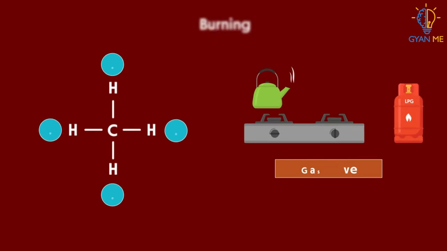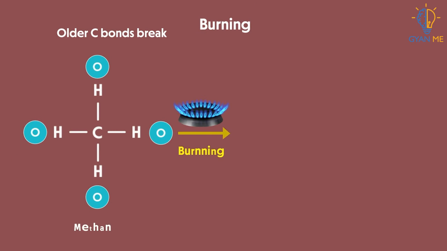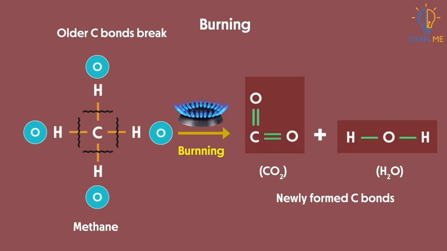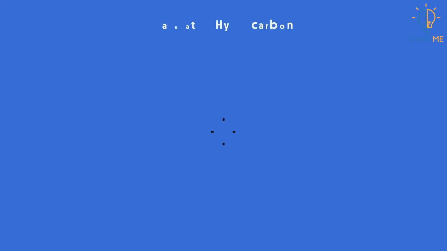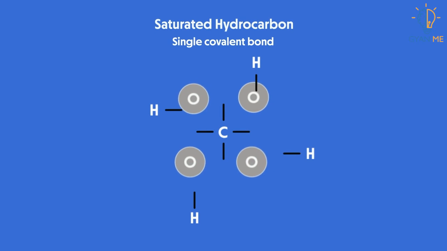It is because during burning, the older carbon bonds break and newer ones are formed with the help of oxygen. Let us say when we burn methane, all the bonds will break and this carbon will combine with oxygen to form carbon dioxide, and hydrogen will combine with oxygen to form water. Along with this, energy in the form of heat or light is also released. So in the case of saturated hydrocarbons, the oxygen atoms are able to break these single covalent bonds very easily.